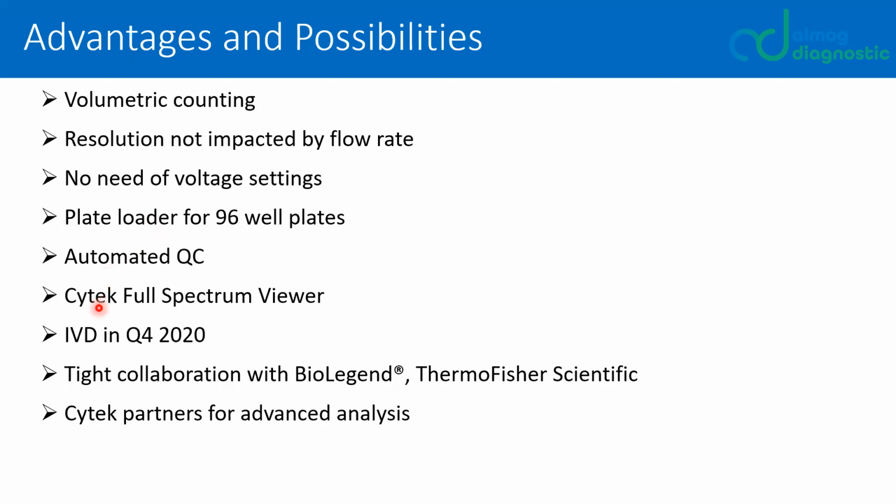There is a very, very useful tool offered by Cytek. It's the Spectrum Viewer. This is something that is available on Cytek's website. And this Spectrum Viewer shows you the level of similarity between different dyes, and it helps you to decide if you can run them in the same tube. An IVD instrument is available today for the Northern Lights instruments.